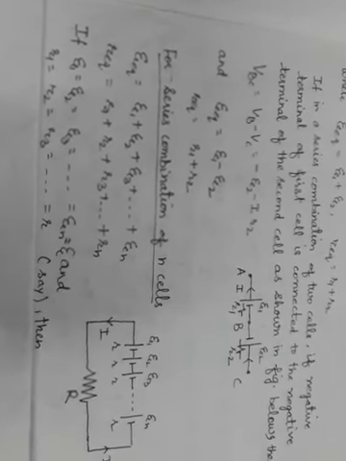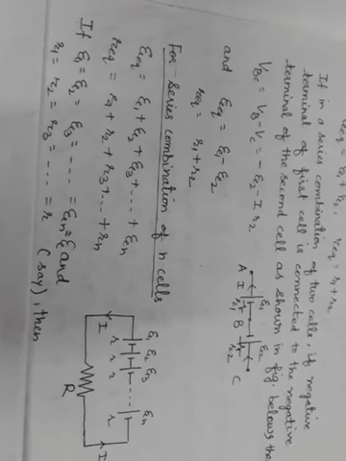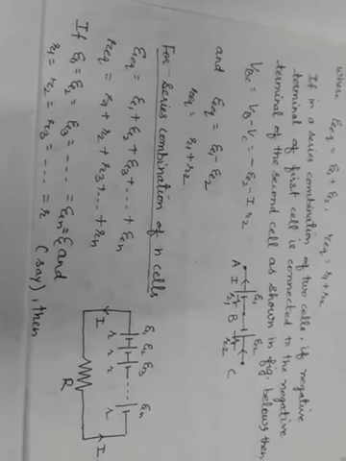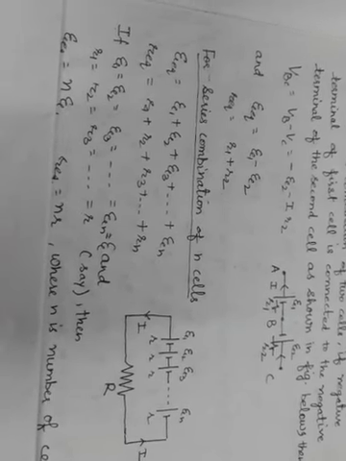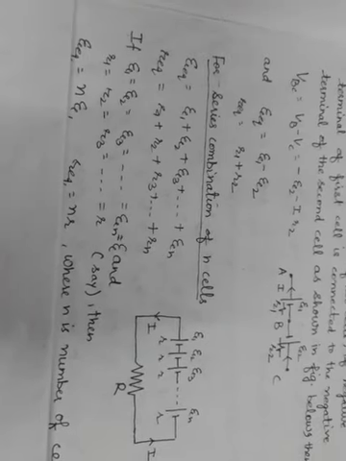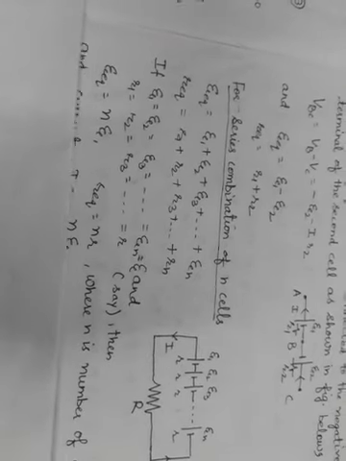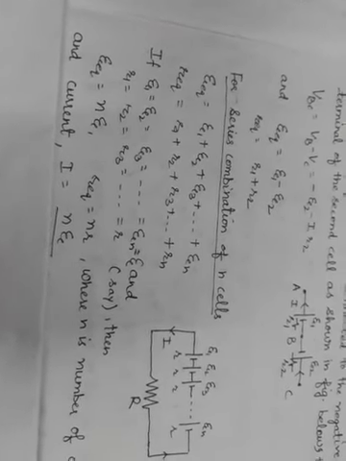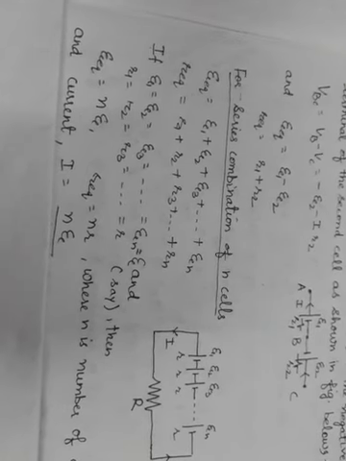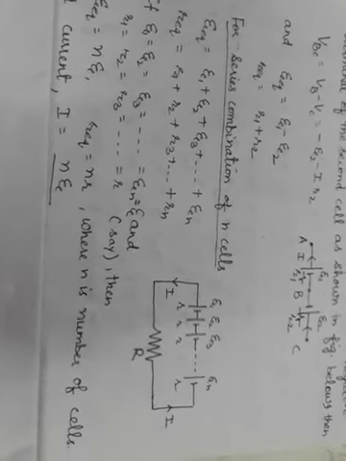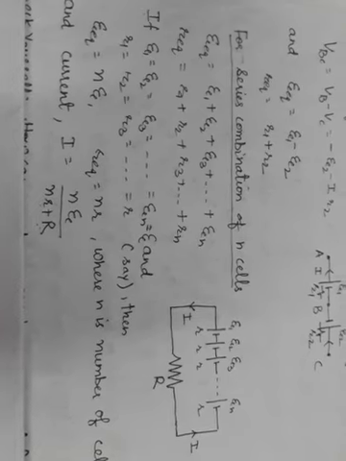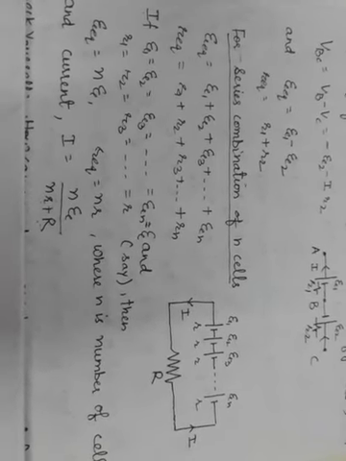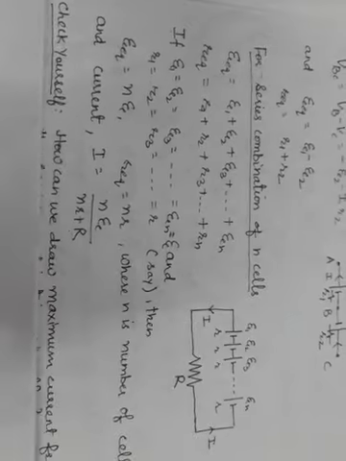Suppose we are having n cells of EMFs E1, E2, E3 and En, and internal resistances R1, R2, R3 and Rn across external resistance capital R. For simplicity, if we assume the EMF and internal resistance of each cell to be same, then E equivalent will become equal to N into E, and R equivalent will become equal to N into R, where N is the number of cells. The current flowing through it will be equal to the total EMF divided by the total resistance, that is total internal resistance plus external resistance.